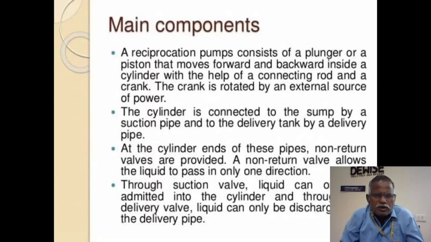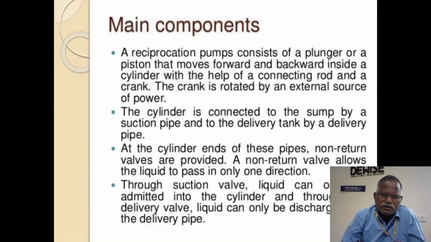The reciprocating pump consists of a plunger or a piston that moves forward as well as backward inside the cylinder, driven through a connecting rod. The crank is rotated by an external source of power. The cylinder is connected to the sump by a suction pipe and to the delivery tank by the delivery pipe.